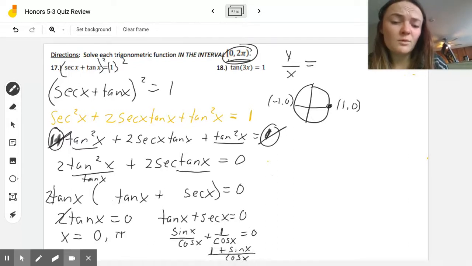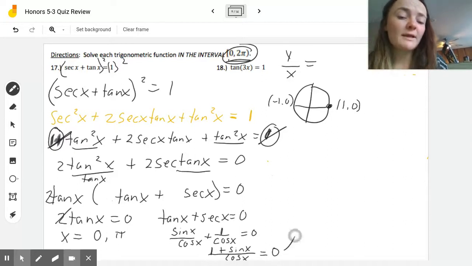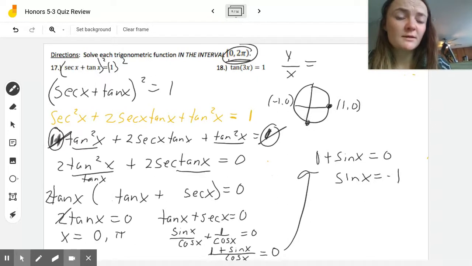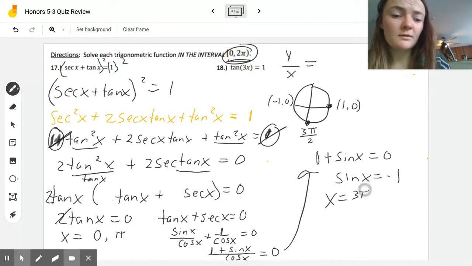Well, really, I can kind of forget about cosine x equaling 0, because if cosine x is equal to 0, then this whole thing is going to be undefined. So really, all I care about is, when does the numerator equal 0? So when does 1 plus sine x equal 0? Well, that's when sine x is equal to negative 1, which happens here at 3 pi over 2. And so I can get that x is equal to 3 pi over 2.